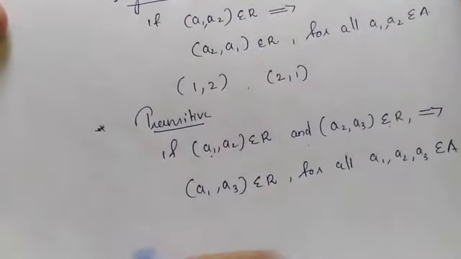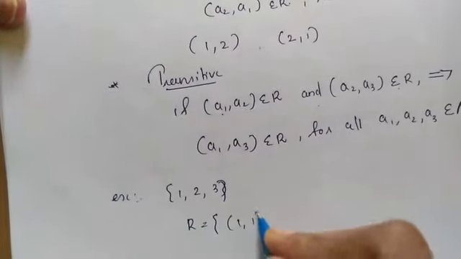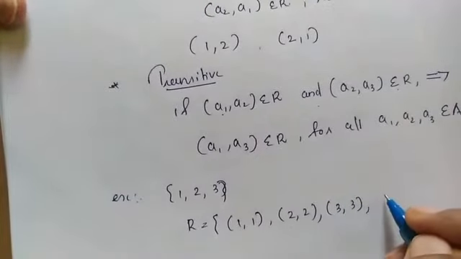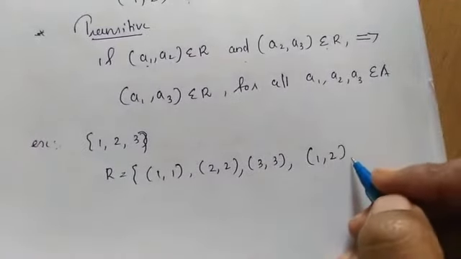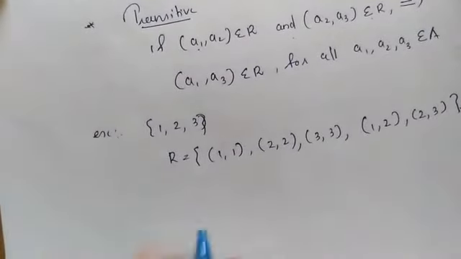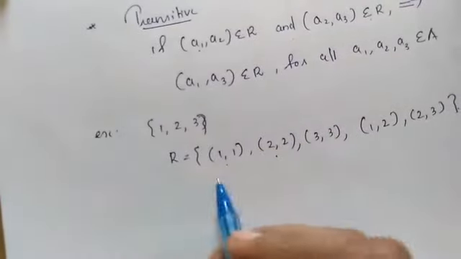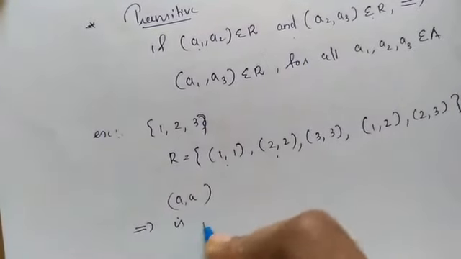Consider as an example the set {1, 2, 3}, and the relation defined is (1, 1), (2, 2), (3, 3), then (1, 2), (2, 3). Here the relation is considering (1, 1), (2, 2), (2, 3). All the elements satisfy the condition (a, a). Hence the relation is reflexive.